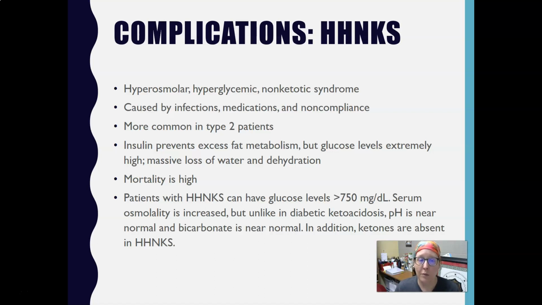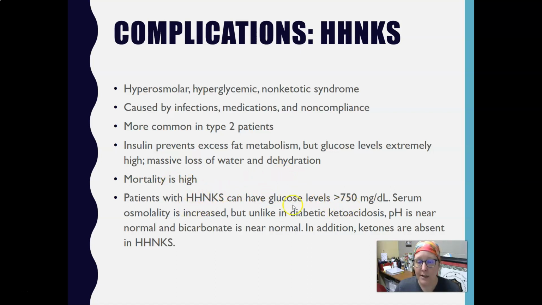So the insulin that is present prevents the excess fat metabolism, but your glucose levels can get extremely high, and you get a massive loss of water and dehydration. So you won't see ketone bodies. That's why it's a nonketotic syndrome, but you'll have that hyperosmolar serum, because the glucose is so high that the body is going to try to flush it out, and you get a massive loss of water from that osmotic diuresis. The dehydration develops really, really quickly. Mortality is really high from this one.